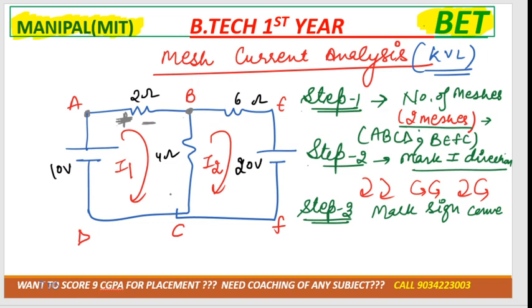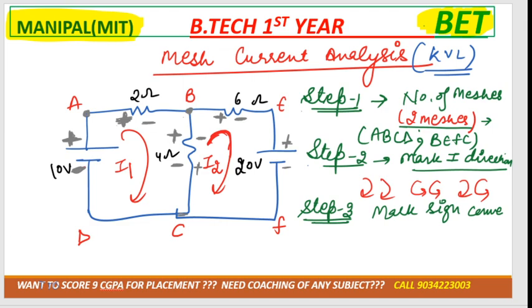Now I1 is flowing from B to C, right? So it will be positive here and negative here, correct? Here the battery's bigger sign is there, so the bigger terminal is always positive and the smaller terminal is always negative, irrespective of the direction of current, correct? Now after that I2 is moving from positive to negative, right? Positive, negative, positive, negative. Is there any doubt in this sign convention? After that, we have marked the sign convention.